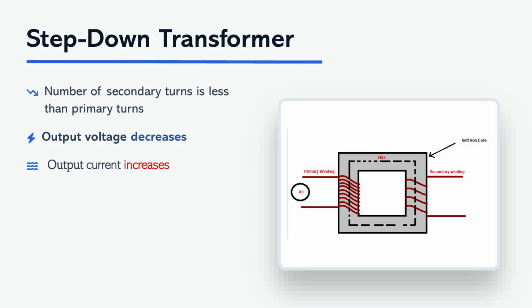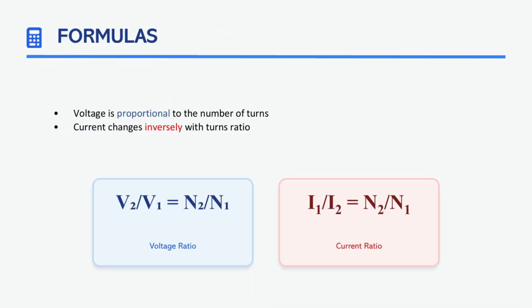The filament does not need thousands of volts. It needs relatively low voltage, but enough current to heat the tungsten filament to the temperature required for thermionic emission. Let's delve into the formulas governing transformers.